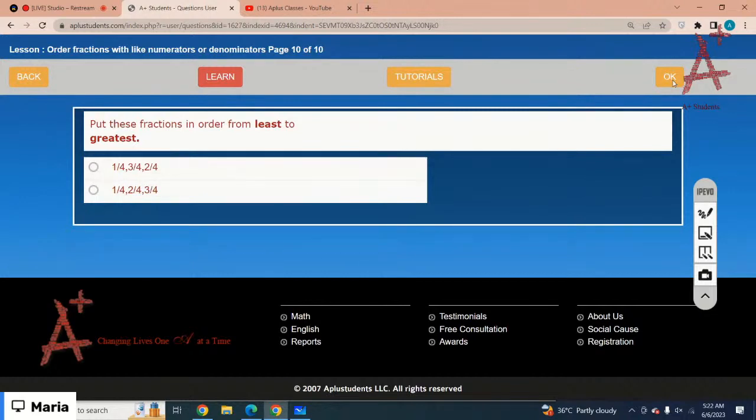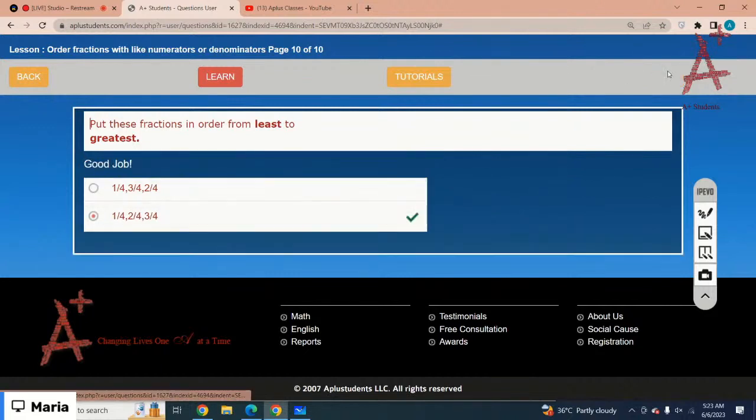The next one, put these fractions in order from least to greatest. So which is the correct option? That would be the second one. Got it? 1 by 4, 2 by 4, and 3 by 4. Okay, we are done with the test. Let's just move on to the next lesson.